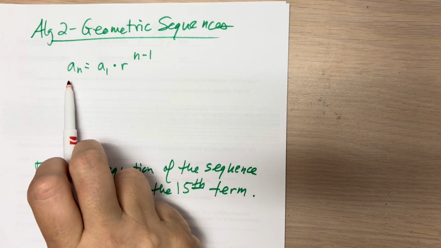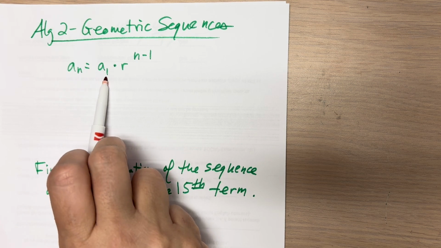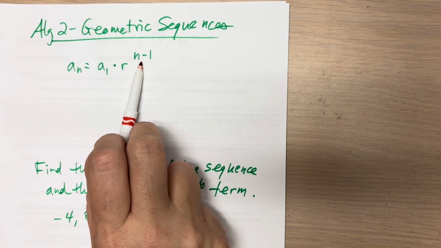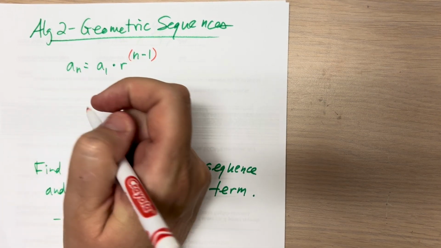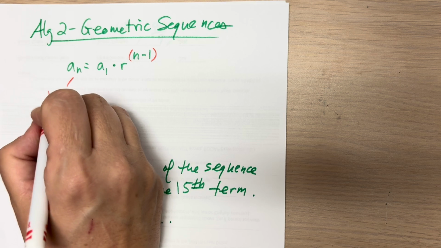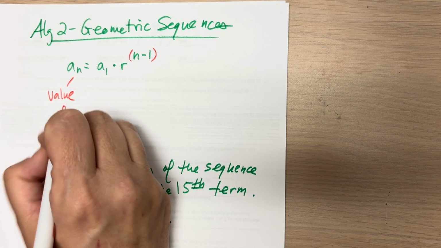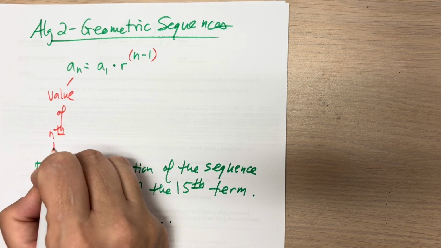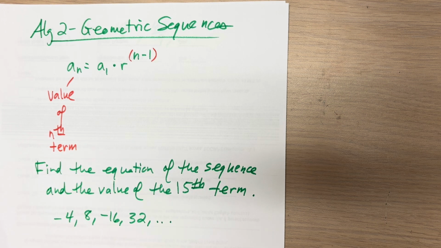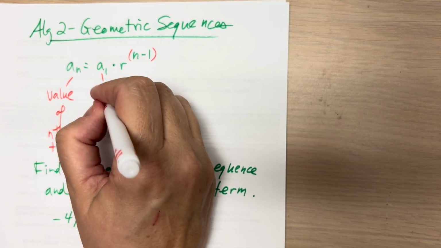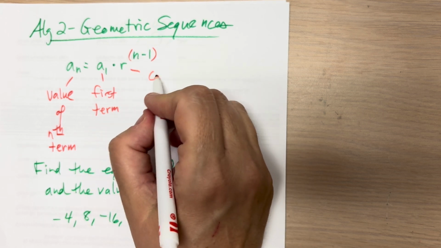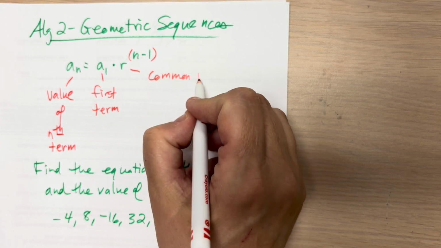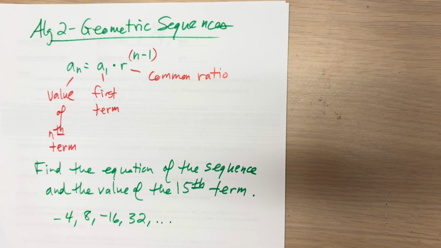The formula we're going to use is a sub n equals a sub 1 times r to the n minus 1 power, and we can put that in parentheses. That'll probably help. Okay, a sub n is the value of the nth term, very much like what we saw in arithmetic sequences. A sub 1 is still the value of the first term. And then r is what's called the common ratio, and it's basically the multiplicative constant, what we're multiplying by each time.